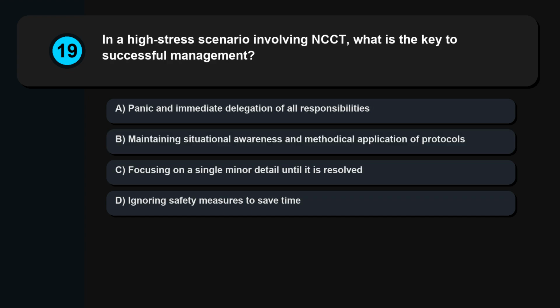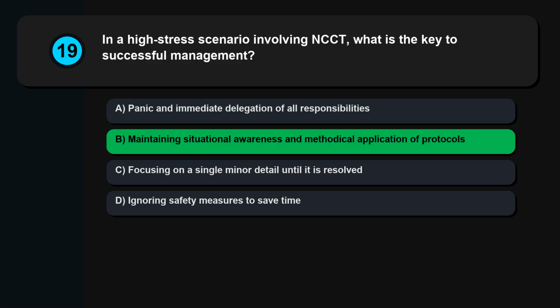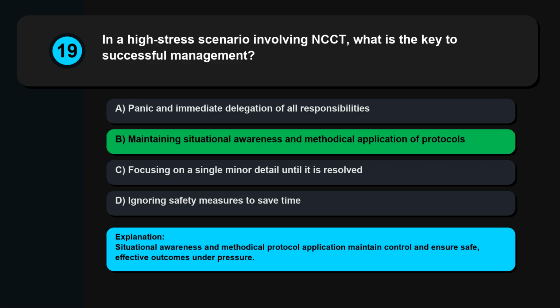Question 19. In a high-stress scenario involving NCCT, what is the key to successful management? Panic and immediate delegation of all responsibilities, maintaining situational awareness and methodical application of protocols, focusing on a single minor detail until it is resolved, ignoring safety measures to save time. Situational awareness and methodical protocol application maintain control and ensure safe, effective outcomes under pressure.